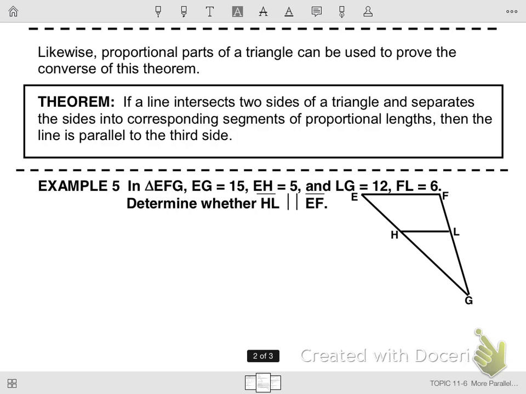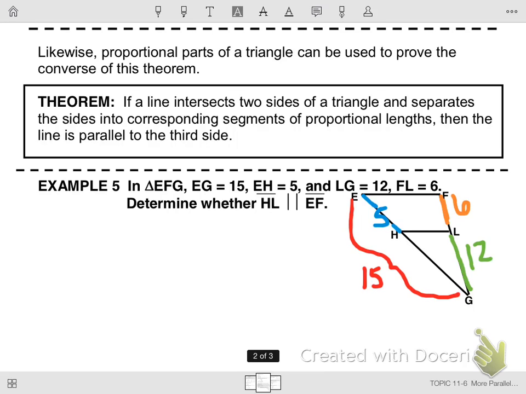So in example 5, it says in triangle EFG, the length of EG is 15. The length of EH is 5. The length of LG is 12. And the length of FL is 6. Our goal is to determine whether or not line segment HL is parallel to EF.